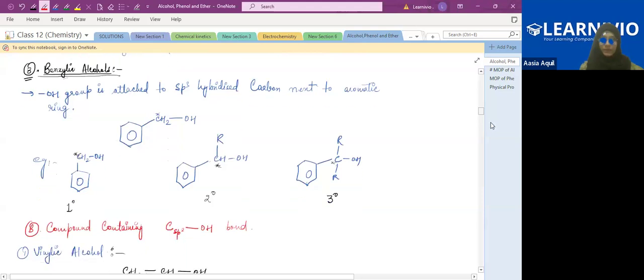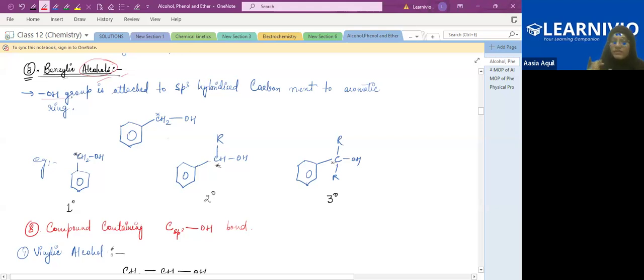Okay, the next one, benzylic alcohol. It is just similar to the benzylic halide. In benzylic halide, what was there? The halogen group was attached to an sp3 hybridized carbon first, then that sp3 hybridized carbon was attached to the benzene ring. Similarly, it will be the same here, but in place of the halogen here there is a hydroxyl group. So it is very similar to that.